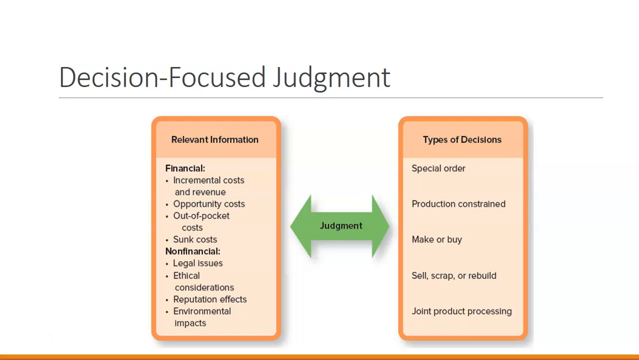Do we have reputation benefits? Are there environmental impacts? Are there ethical considerations? And there are a variety of other things that we have to think about. Opportunity costs can also be non-financial costs. So those are the different factors that we have to consider when we're making these types of decisions. That is the end of chapter 21.